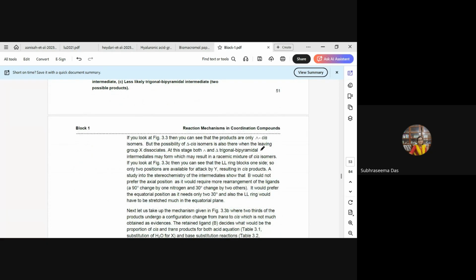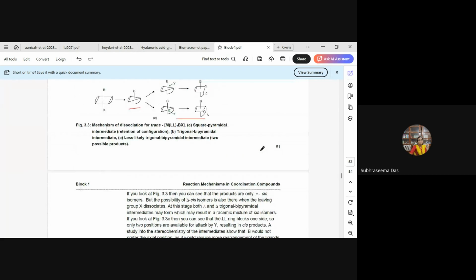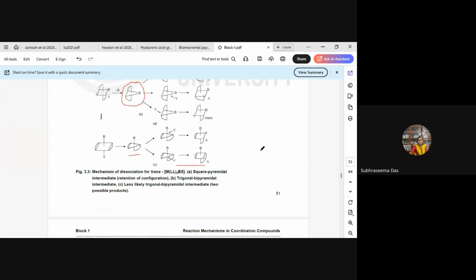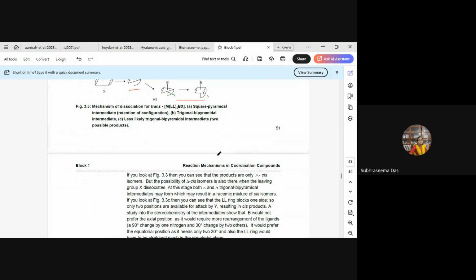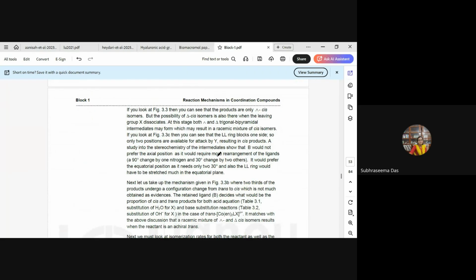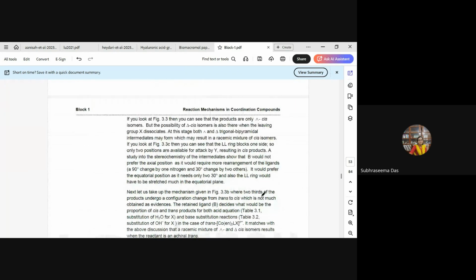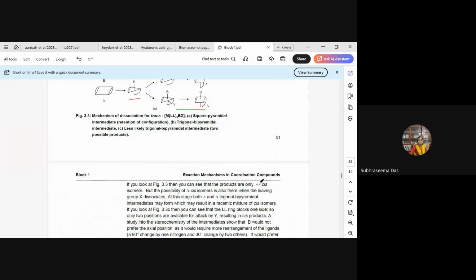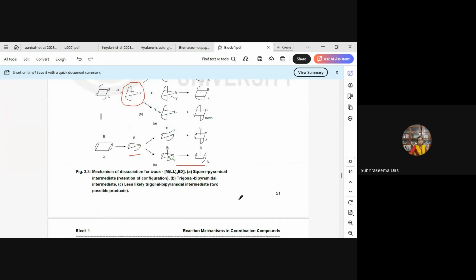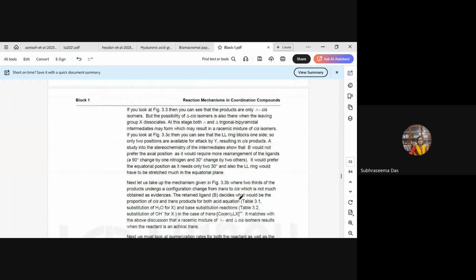So that is why, looking into the nature of the intermediate, we can say what type of product is obtained at the end of the reaction, either with retention of the configuration or with inversion of configuration. Now let us look at the mechanism given in 3.3b. Here in 3.3b, we see this is a trigonal bipyramidal intermediate.